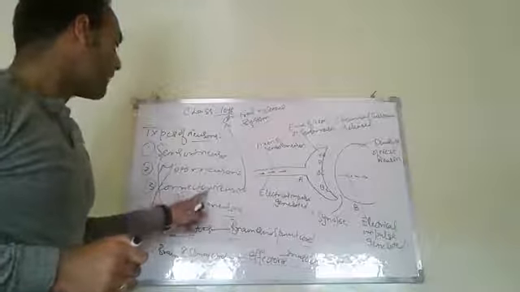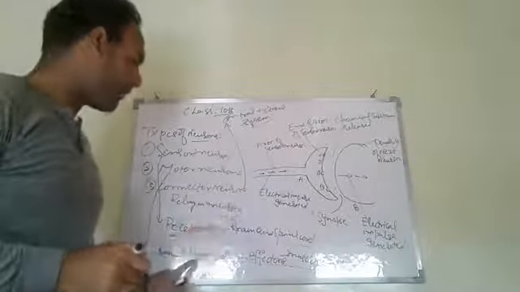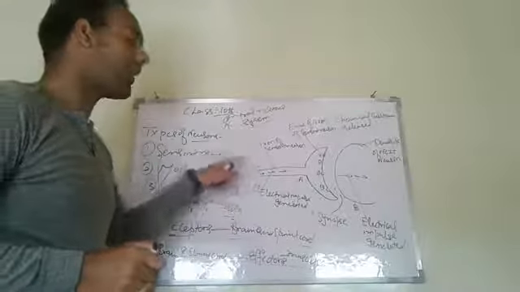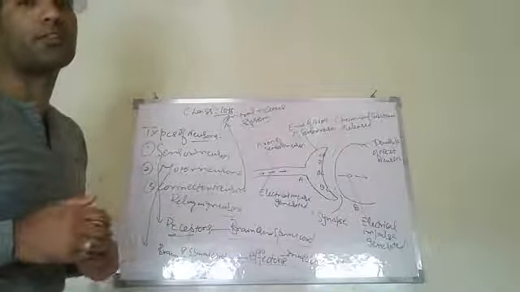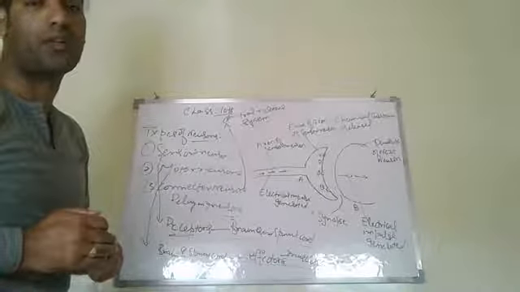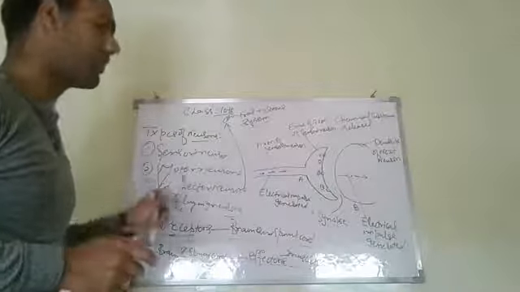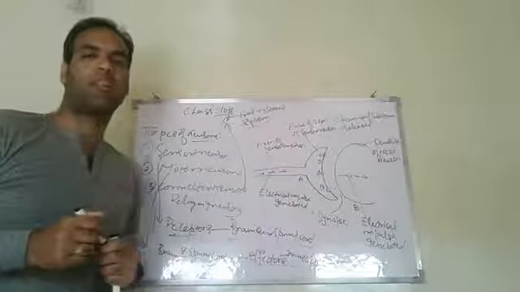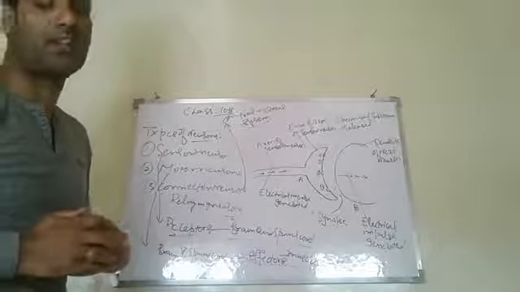Now, the third type is connector neurons or relaying neurons. These are present in the central nervous system, mainly in the brain and spinal cord, and they are connected with motor neurons. These are the three types of neurons which are present in the human nervous system.